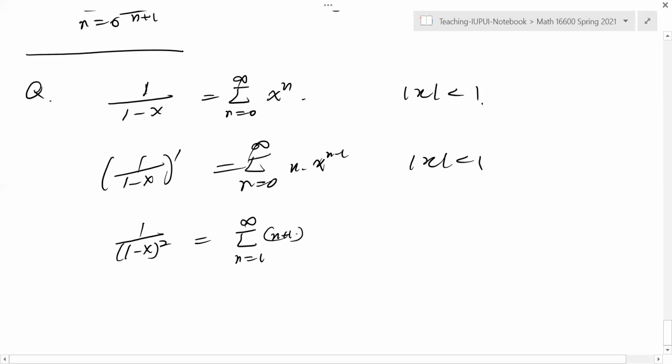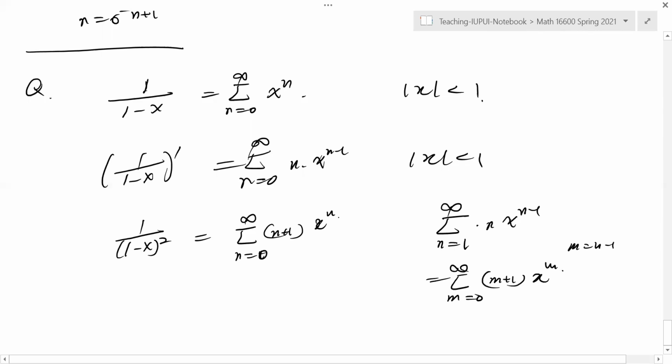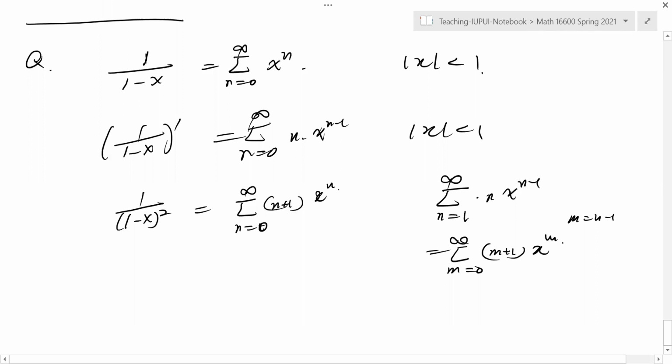How can I see that? You can express it in this form. Can you see that? You can change the index. So first, n starts from 1. Then you let n be m plus 1, so m starts from 0. n is going to be m plus 1 and x to the m. All right, so you get this, and you can continue to differentiate. Then you get other formulas.